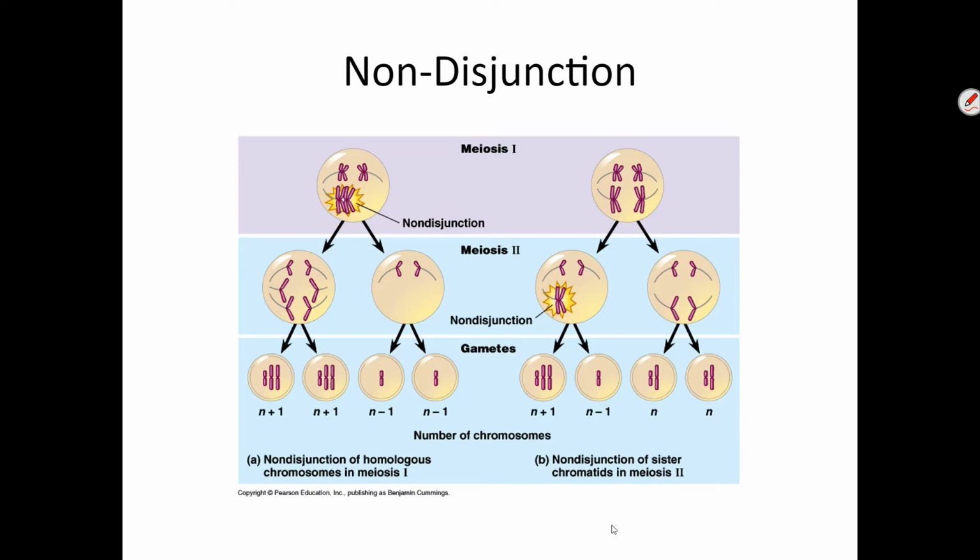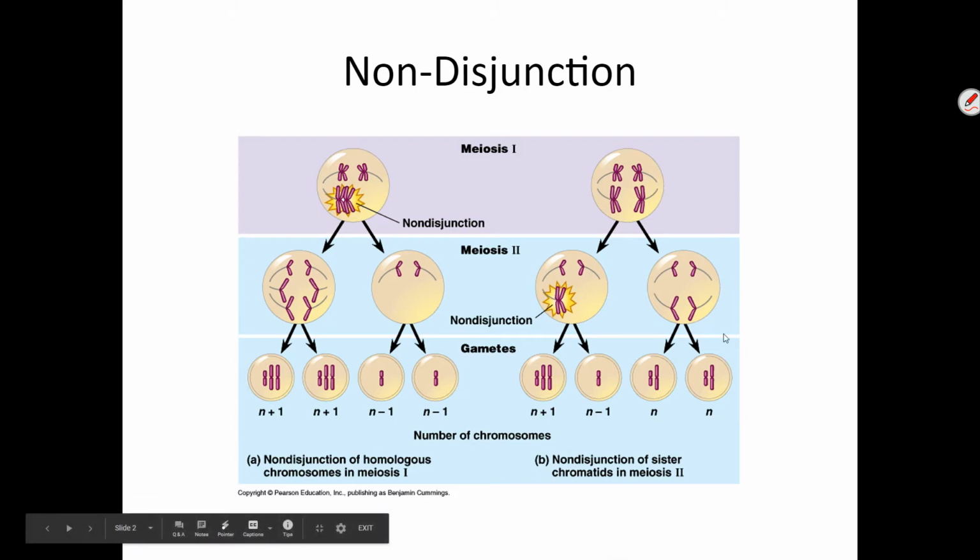We know that in meiosis 1, homologous pairs separate. In meiosis 2, sister chromatids separate. If at some point along the line there is a failure to separate, then the resulting gametes will have extra chromosomes or will have fewer chromosomes than they should have. Let's look at this picture to see this.